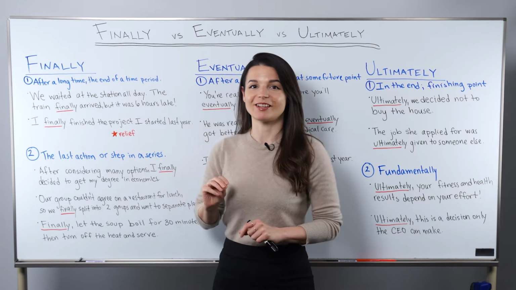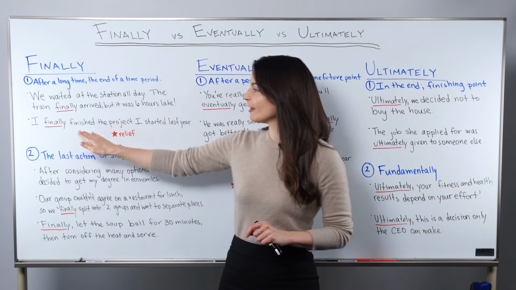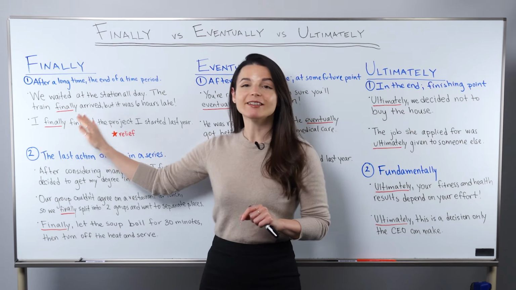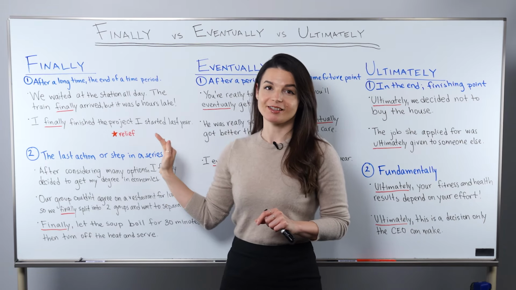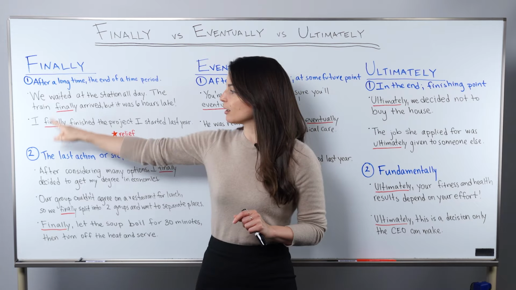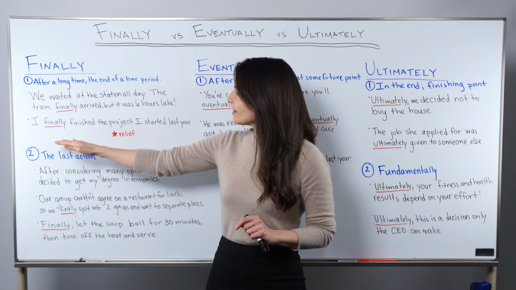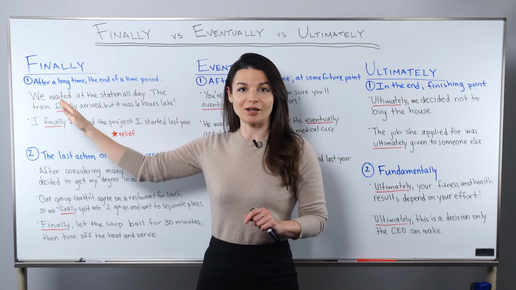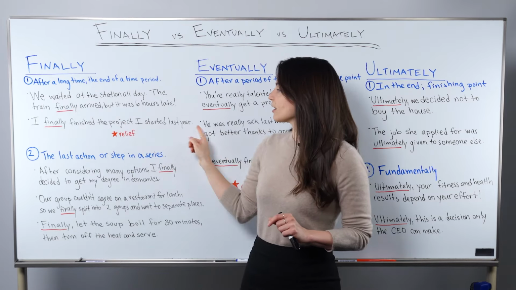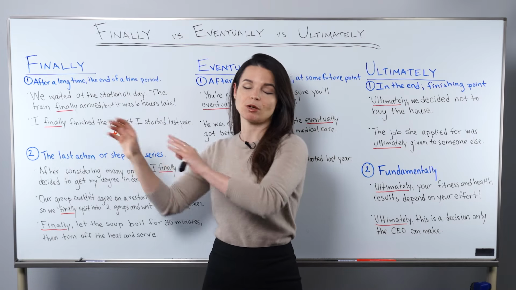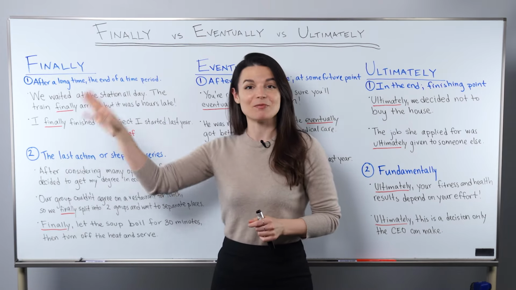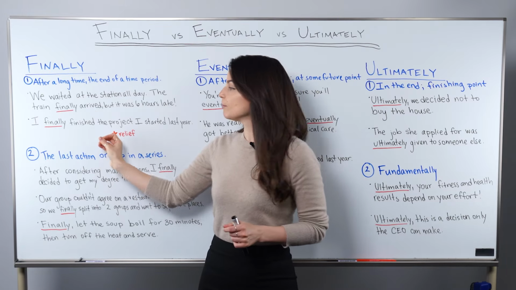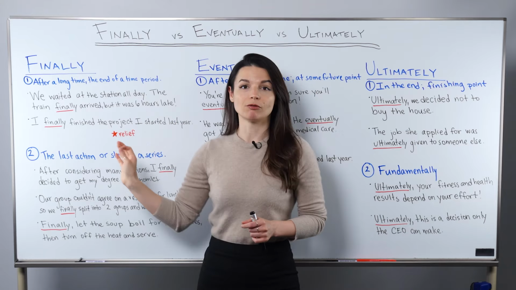Let's look at the second example here. I finally finished the project I started last year. Once more, I finally finished the project I started last year. So again, here we have finally before the verb finished, and this is expressing the end point of something that started a long time ago. So in this case, the project the speaker started last year, so probably a long time ago, a few months ago. So again, here we're expressing the end of a time period, and there was a long period before that.